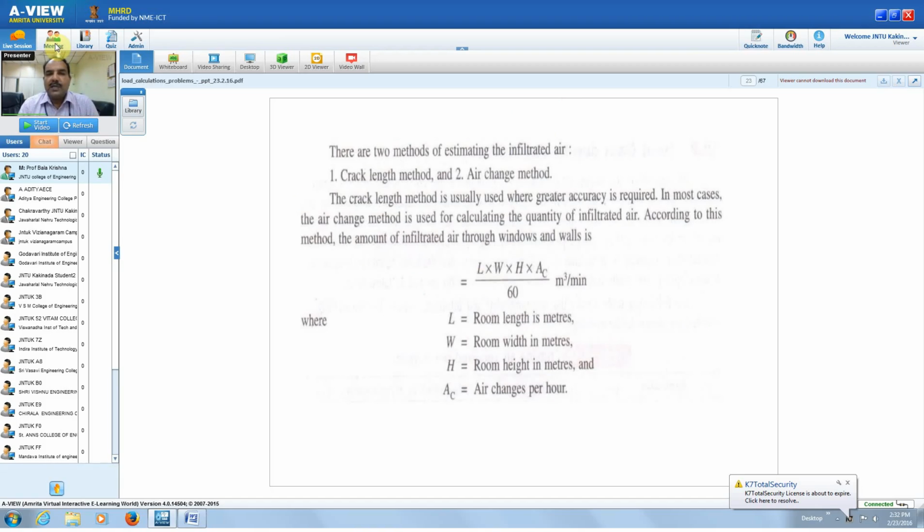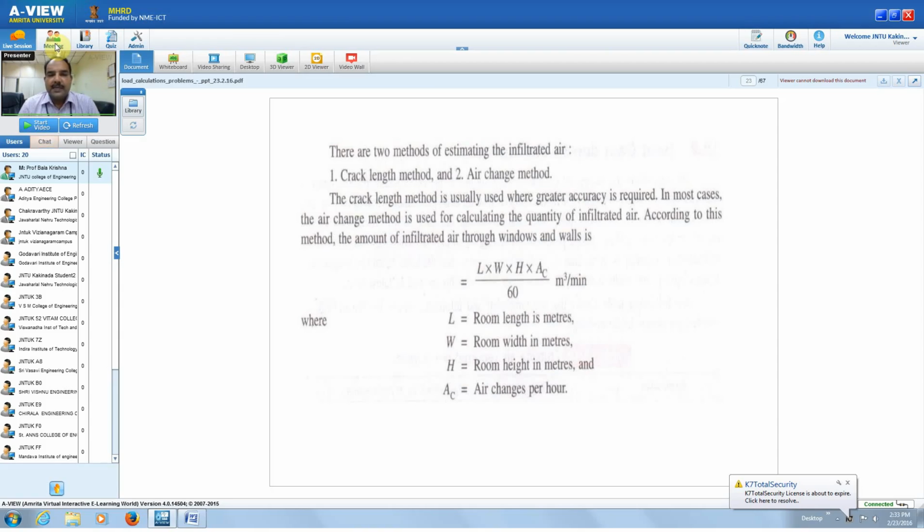And there are two methods of estimating the infiltrated air. One is the crack length method, the second one is the air change method. The crack length method is usually used where greater accuracy is required. In most cases, the air changes method is used for calculating the quantity of infiltrated air.